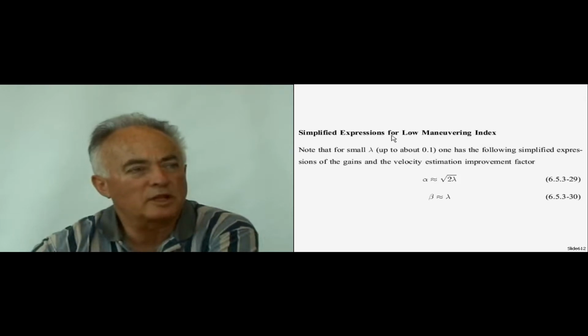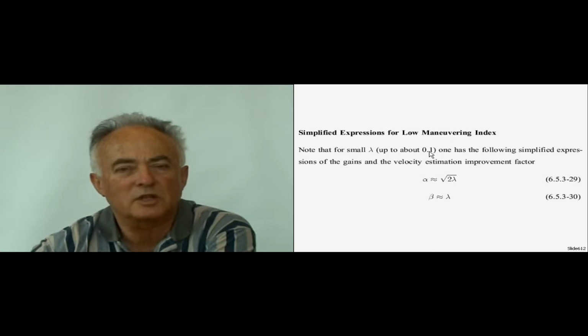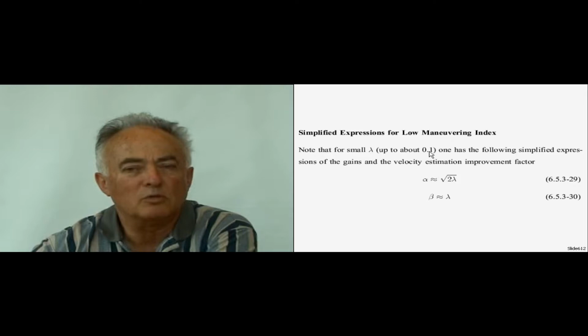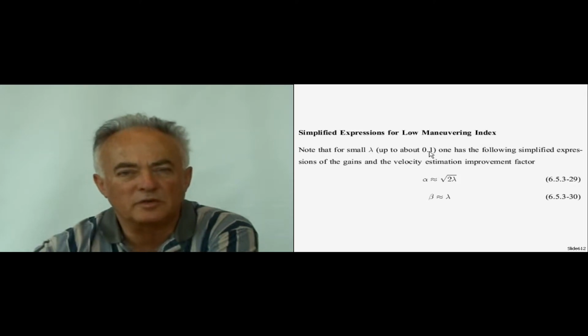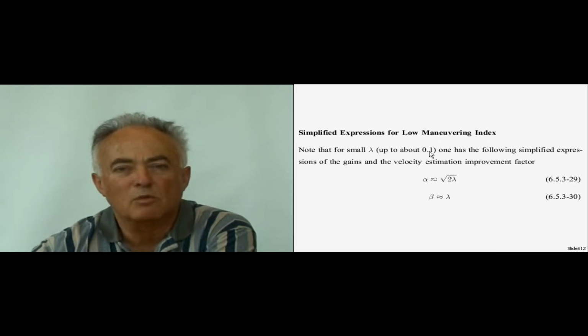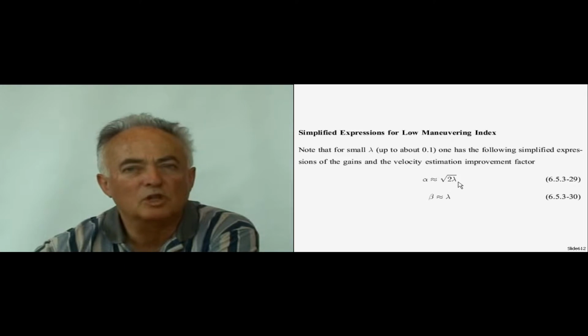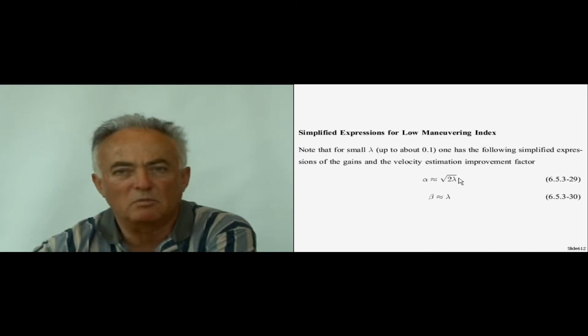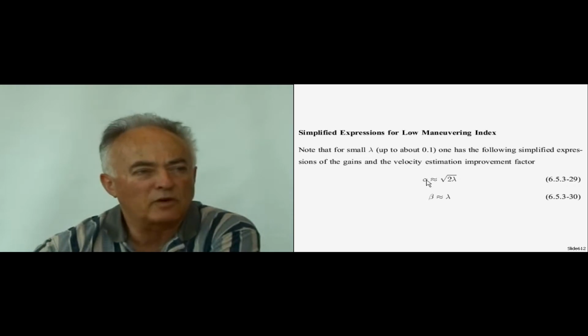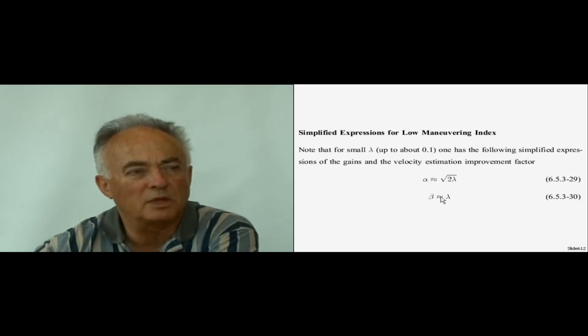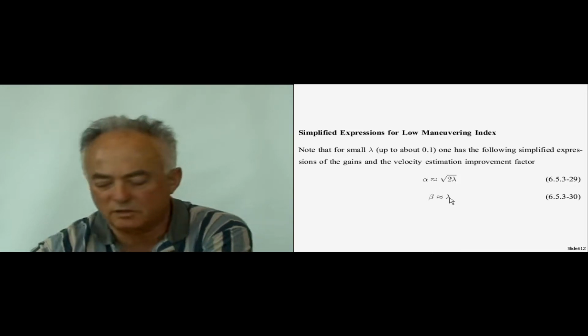There are some simplified expressions for low maneuvering index up to 0.1. Typical real-life scenarios would have maneuvering indices 0.1 is fairly low. Sometimes it's as little as that. Exatmospheric motion of ballistic missiles obviously is noiseless, so it's a lot lower, but we don't use such filters because there are other better methods. High maneuvering index will be 2, rarely would it get much higher than that. So alpha has a simple expression, square root of 2 lambda, for lambda up to about 0.1, and beta is exactly lambda.